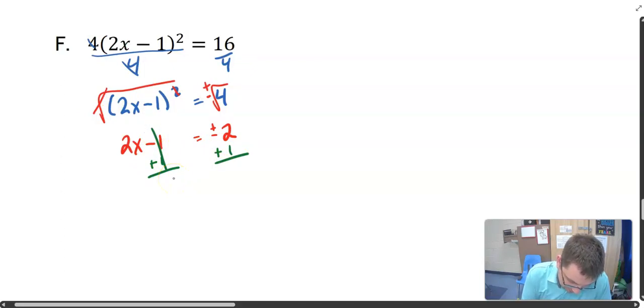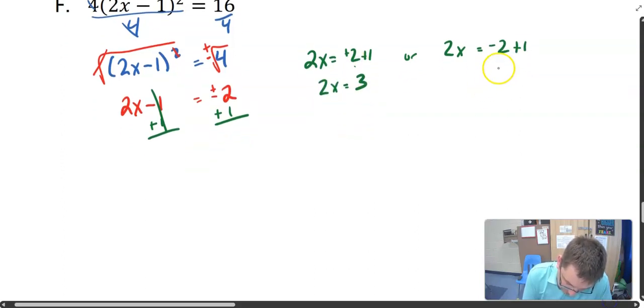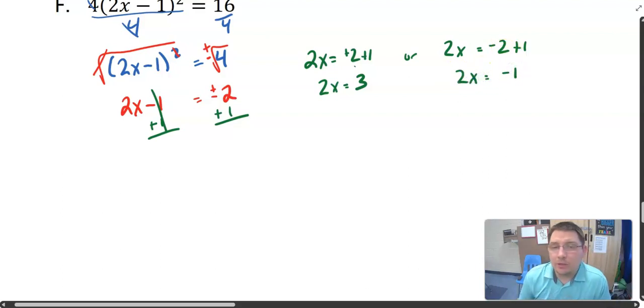And so at this point, we really need to work this as two separate problems. And so we're going to have 2x is equal to positive 2 plus 1, or 2x is equal to negative 2 plus 1. Over here, we're going to get that 2x is equal to 3. Here, we're going to get that 2x is equal to negative 1. So again, we see how we're working two separate problems now.